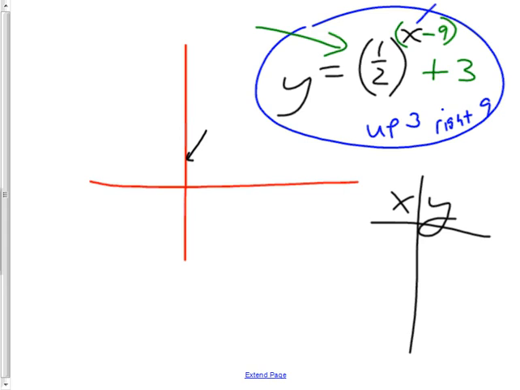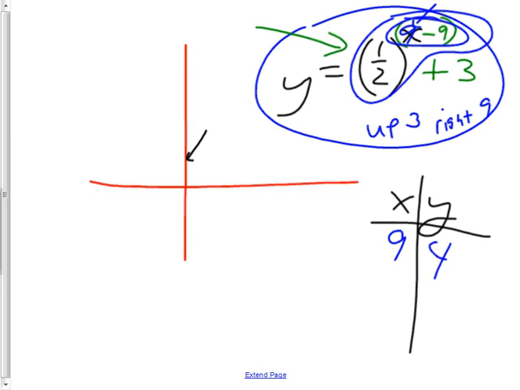Give me something I should put in for X that would make it easy. 9 is an easy one. Why is 9 easy? Because it makes this equal 1. No, wait. It makes it equal 0. Sorry. 9 is good because it would make this equal 0, and anything to the 0 equals 1, and then 1 plus 3 is 4. So 9, 4 is a point on my graph. Over 9, up 4. There's a dot like here. That's just one of many points that I would need to graph, and then I just connect the dots. What's another thing? Choose wisely.